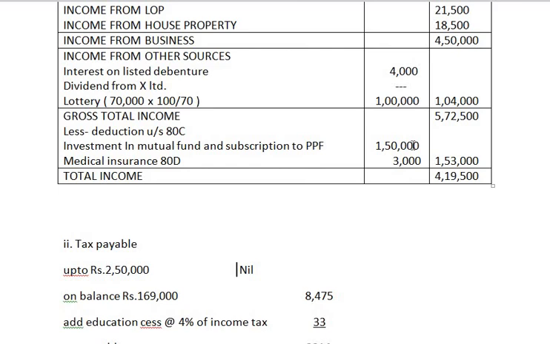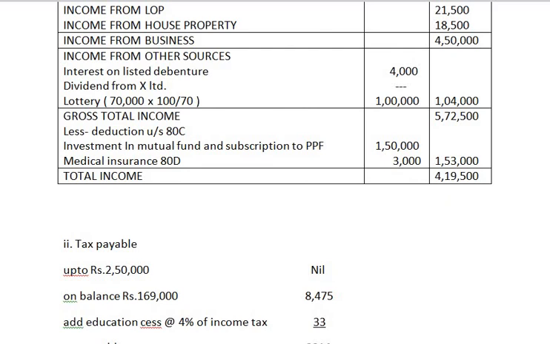Next is medical insurance under section 80D. We are given information that medical insurance paid is 3,000. Thus total deduction that we can claim under section 80 is 1,53,000. So 5,72,500 minus 1,53,000, we get total income 4,19,500.